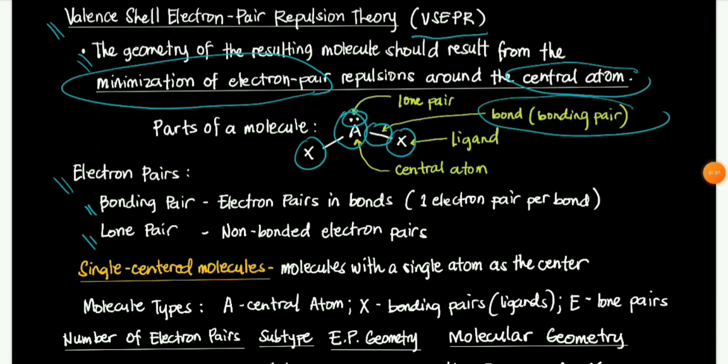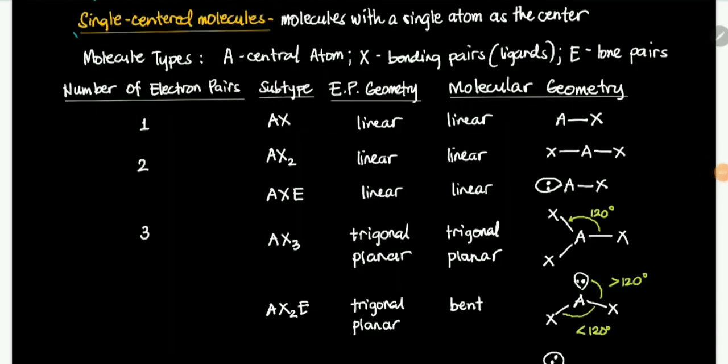Okay? So in this topic, magpo-focus lang tayo sa single-centered molecules. Okay? Ibig sabihin, isang atom lang yung kanyang center. Pwede kasi tayo magkaroon ng molecules na maraming atoms yung center niya, multiple atom centers. So focus lang tayo sa single-centered atoms dito sa Chem 18. Okay? So for the molecule types, we will designate A as the central atom, X as the bonding pairs, and E as the lone pairs.